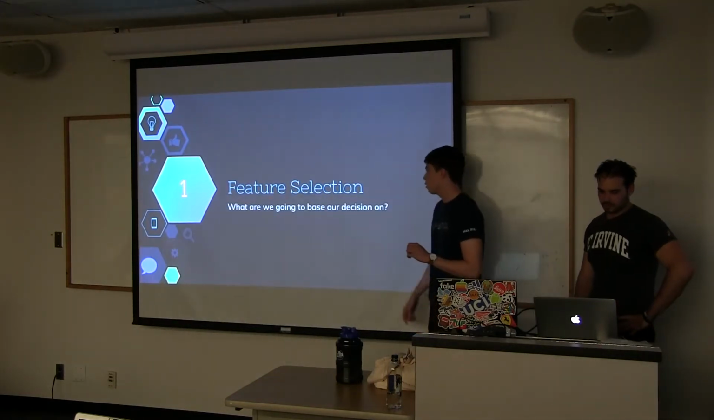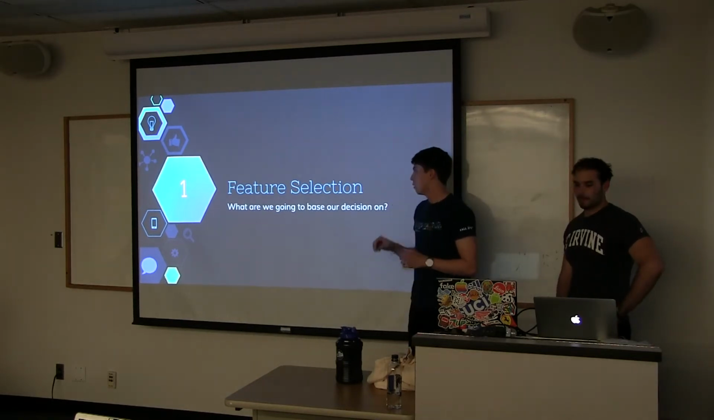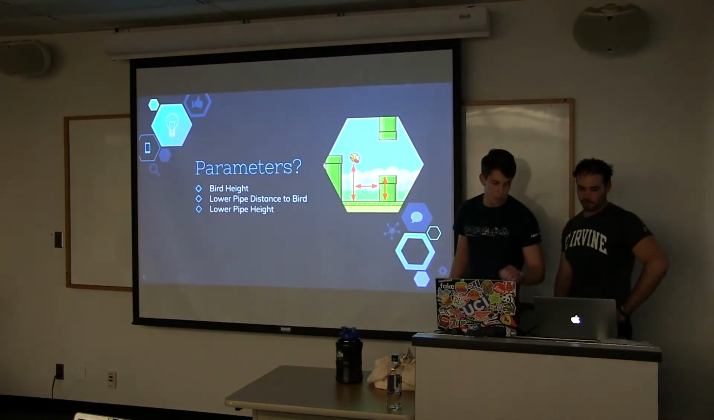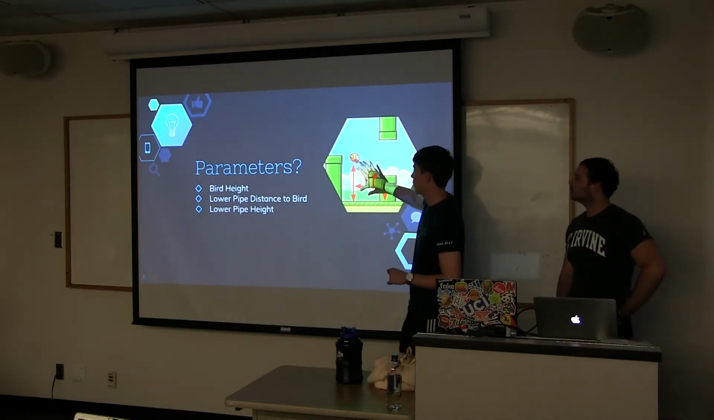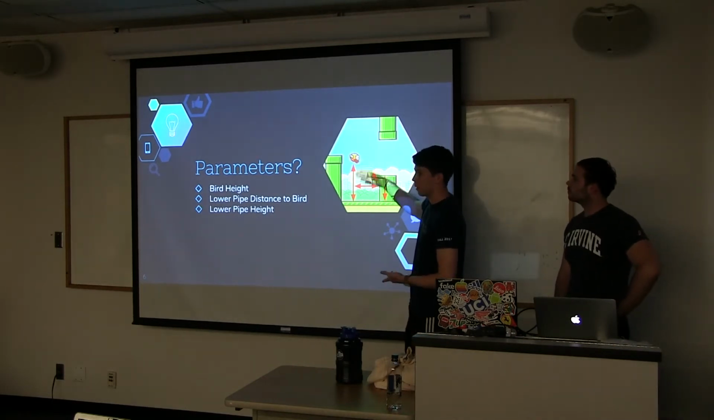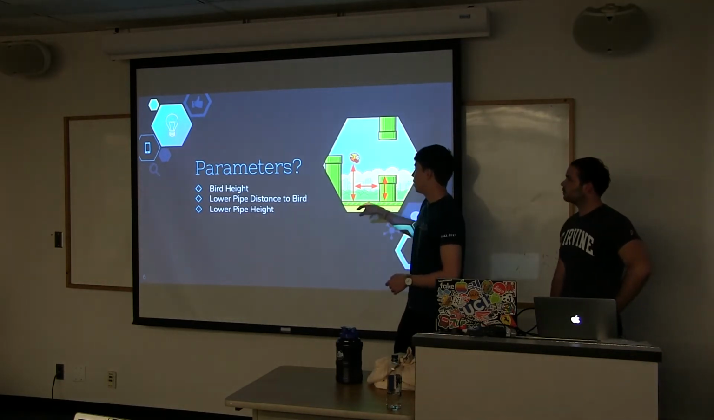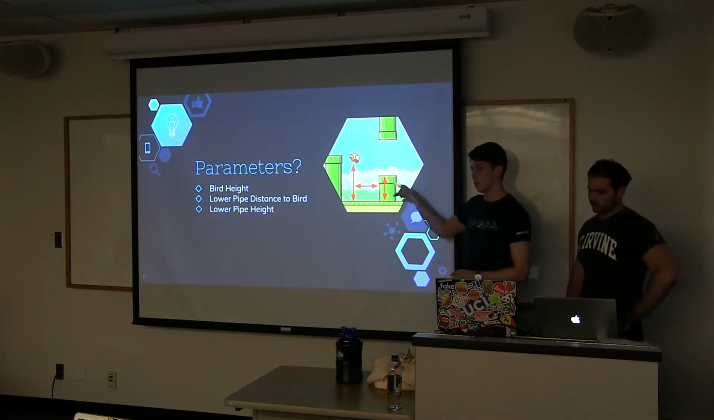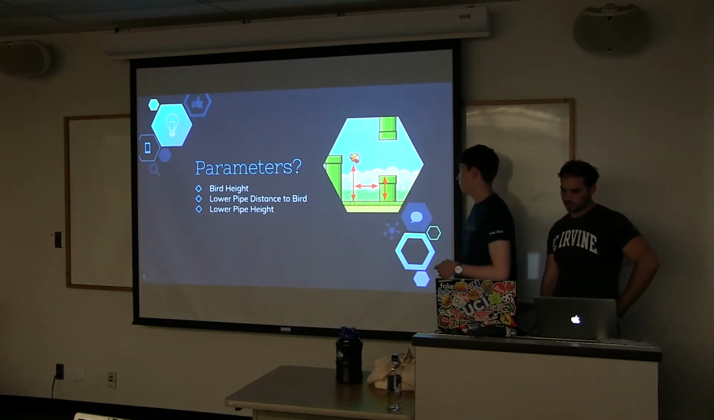Feature selection. What are we going to use to base all of our decisions? We need to select a few features from the game, so our parameters. We look at the bird height: at any given time, the bird is X amount of units above the ground. Also the lower pipe, which is this one, the distance to the bird, so that's this arrow right here. And then we also need the height of that lower pipe. Just 3 things is all we need to base our decision on.